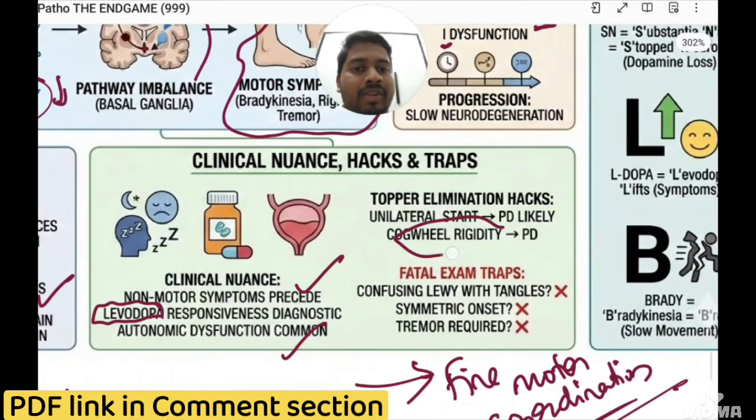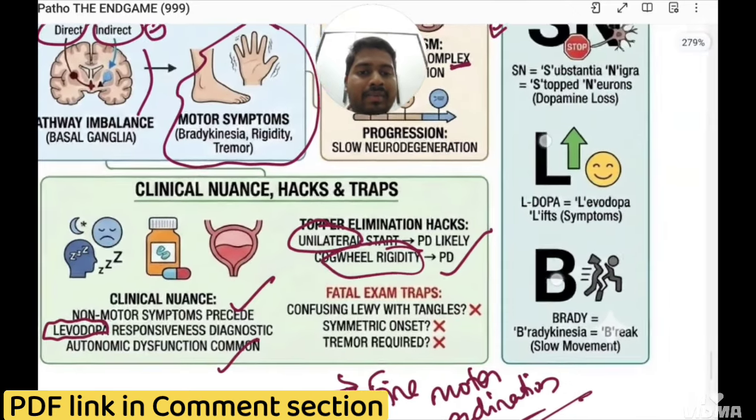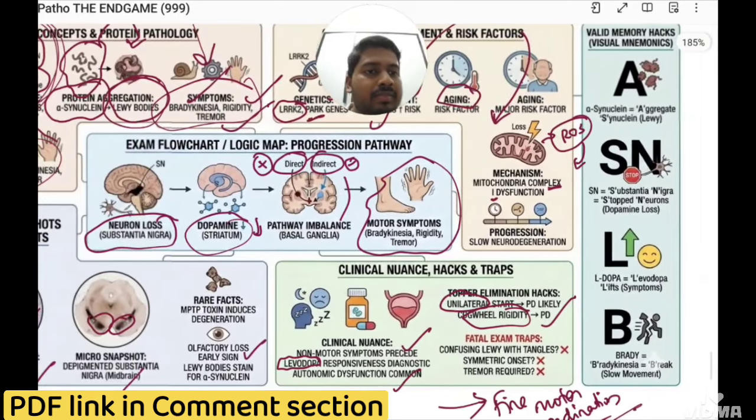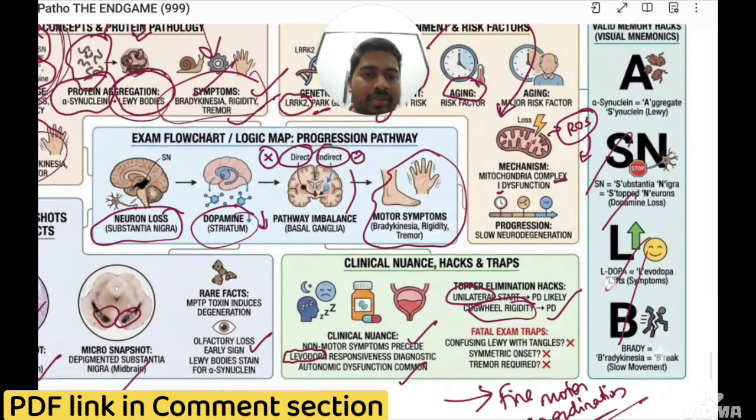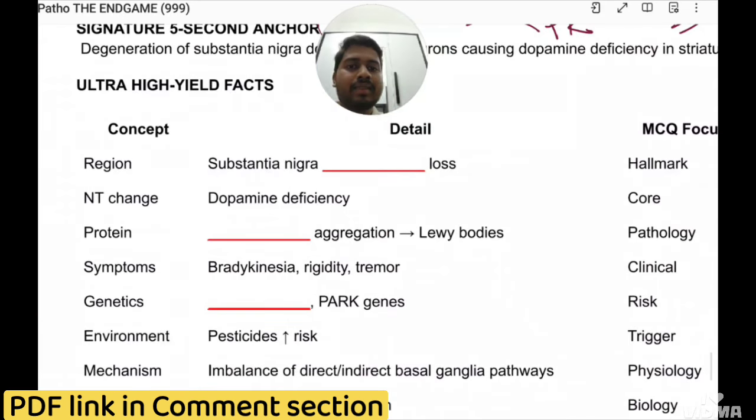Okay, so cogwheel rigidity and symptoms that start unilaterally, think of Parkinsonism. Okay, so I think these are the short forms which you can use. We'll go to MCQs. Substantia nigra dash loss. Substantia nigra causes which part? Substantia nigra pars compacta. Okay, pars compacta. Substantia nigra pars compacta part is lost.